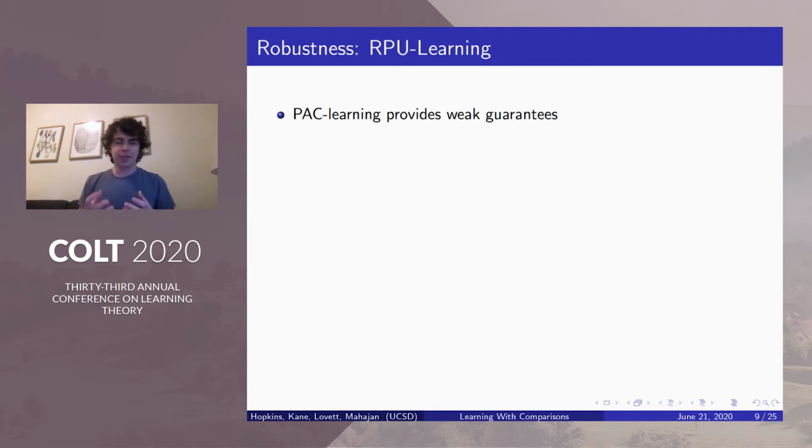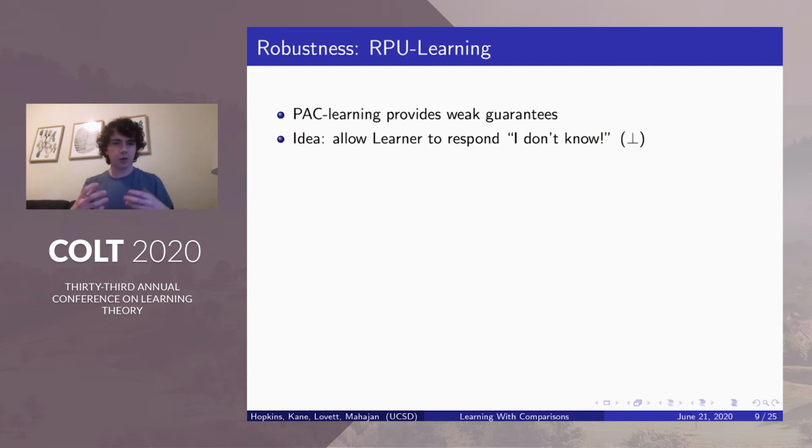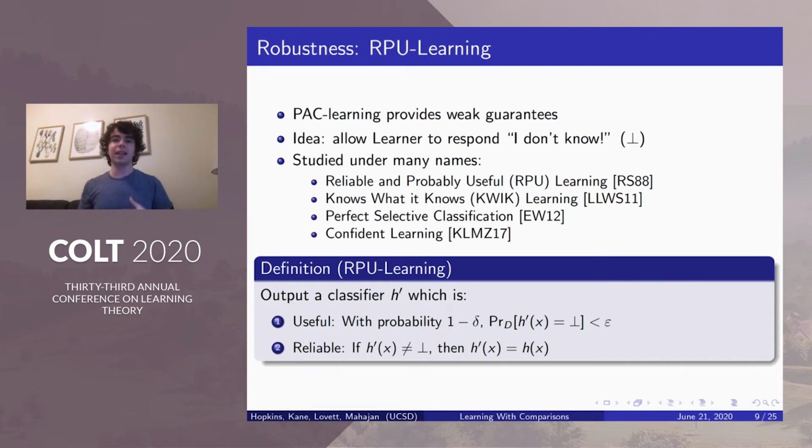So a lot of different methods of robustifying PAC learning have been considered recently. We'll consider a somewhat old one, which is that we're going to allow the learner to respond, I don't know, in cases where it isn't confident, instead of forcing it to guess. This was introduced in the late 80s by Rivest and Sloan under the name Reliable and Probably Useful Learning, and it's been reintroduced under a number of different names in the last decade, but we'll focus on this initial learning theoretic framework from Rivest and Sloan.